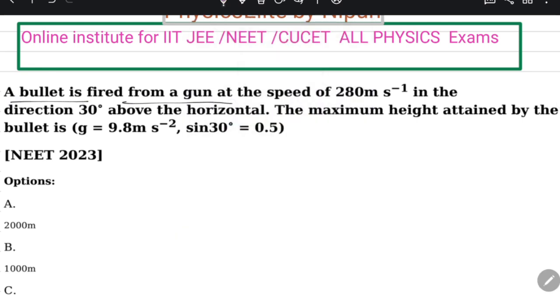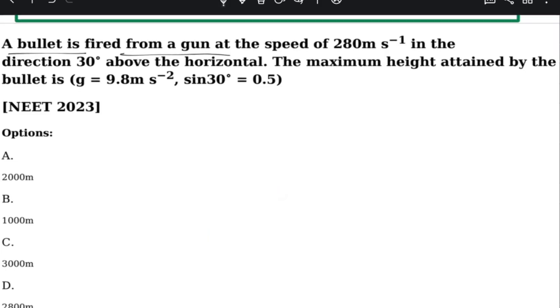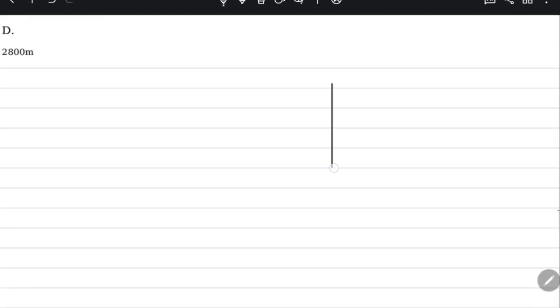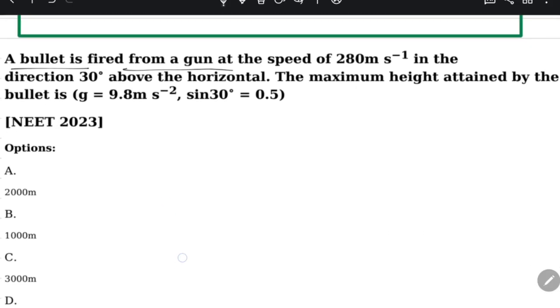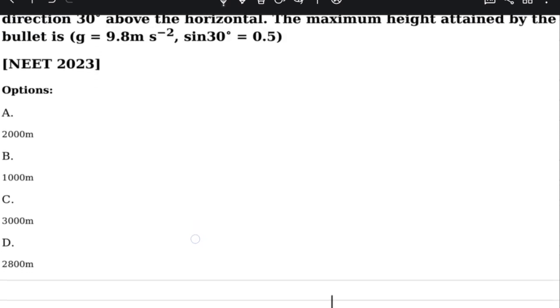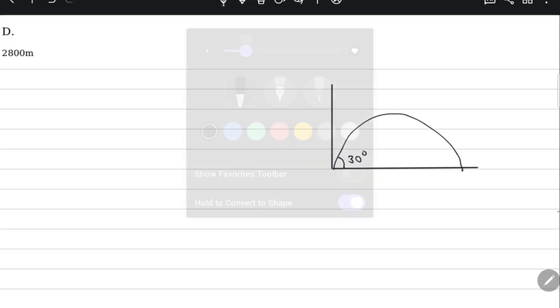A bullet is fired from a gun at a speed of 280 meters per second in the direction of 30 degrees above the horizontal. The maximum height attained by the bullet is? So in this question, I'll draw the diagram. What they are saying is that a bullet is fired from a gun at a speed of 280 meters per second at 30 degrees from the horizontal. So they projected it like this at an angle of 30 degrees.